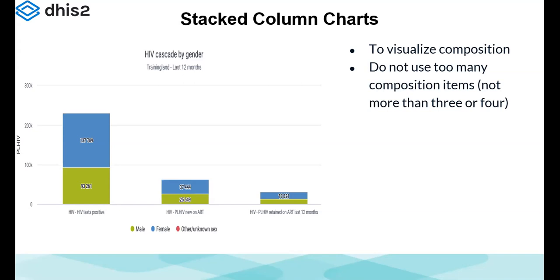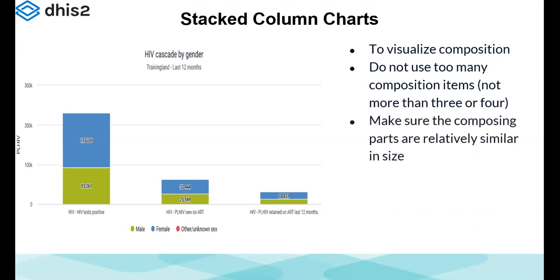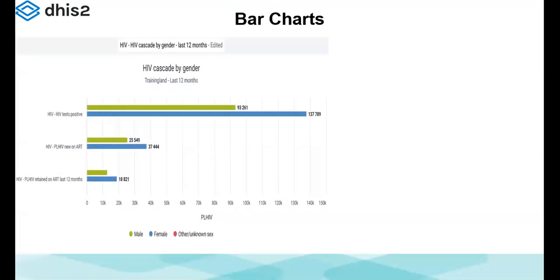But then again, we have to be mindful not to use too many compositions at a time, right? Because you can think of a column here in all the rainbow colors. And then what happens is our human eyes are not good at comparing across a particular column, right? When the categories or the composition items become too many, it will be very difficult for the person who sees to compare. Okay. And also make sure the composing parts are relatively similar in size, right? If some are very small and some are very large, then again, it will be very difficult to compare. Right. So let's move on to the next chart type, which is the bar chart.